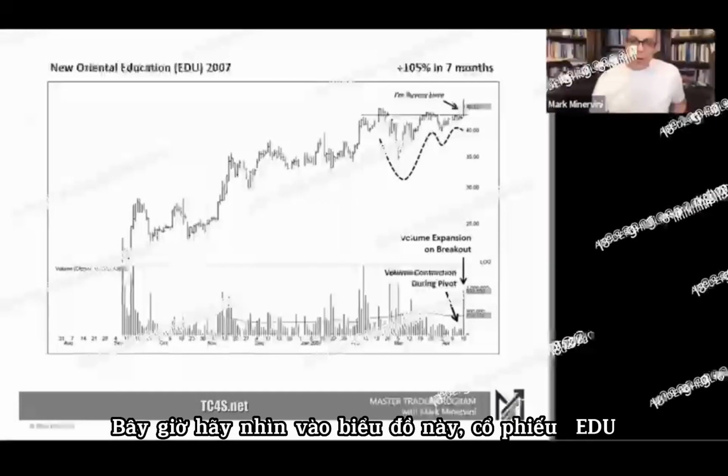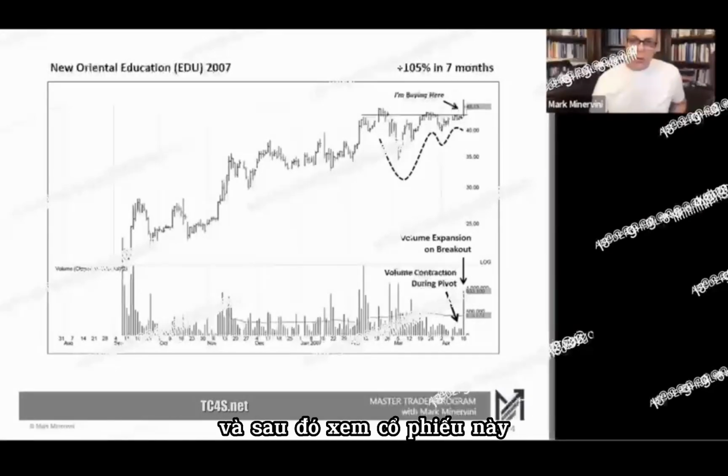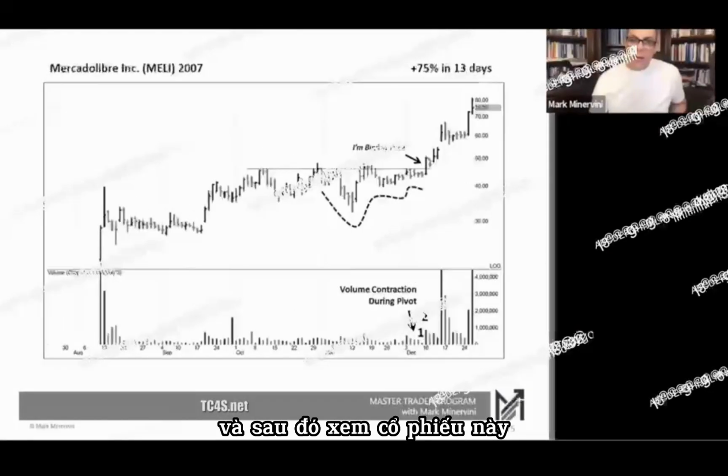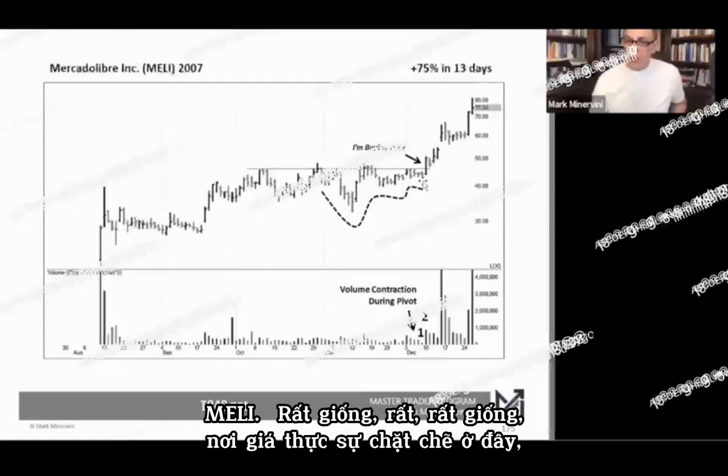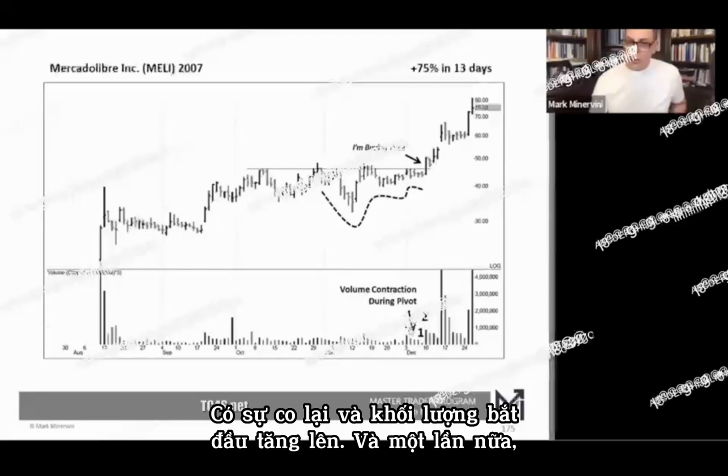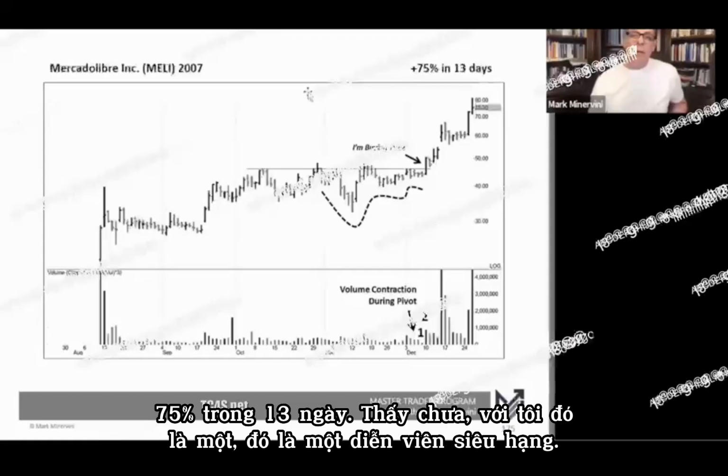Now take a look at that chart, that's New Oriental Education. And then take a look at Melly here, very, very similar, where you got real tight here. And there's the 1-2. There's the contraction and the volume starts coming in. And again, 75% in 13 days.